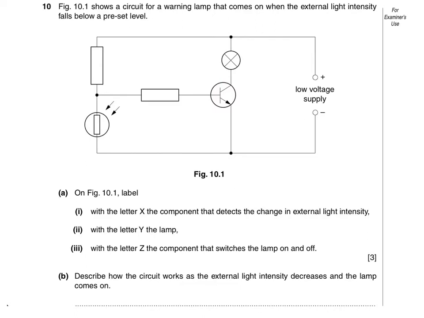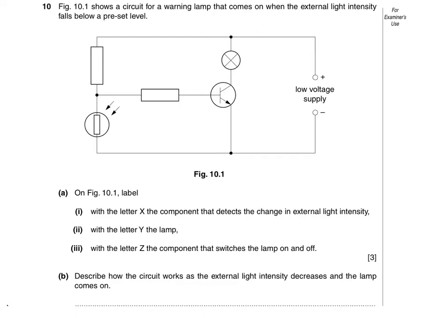It says, describe how the circuit works as the external light intensity decreases and the lamp comes on. So what you've got to realise here is that this is a series circuit. If you look at this resistor and this light-dependent resistor, these guys are in series. So if the resistance of one of them increases, then the voltage share across that resistor increases as well.